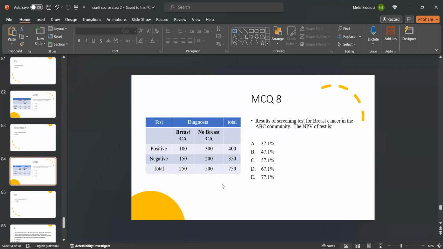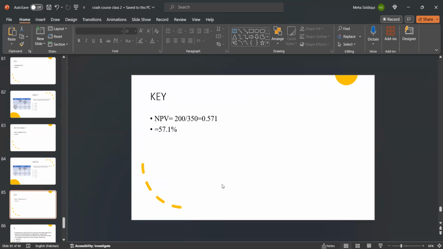Results of a screening test for breast cancer in the ABC community. Now they are asking for the negative predictive value of the test. It would be 200 divided by 350, that is 57.1%. C is the right option.